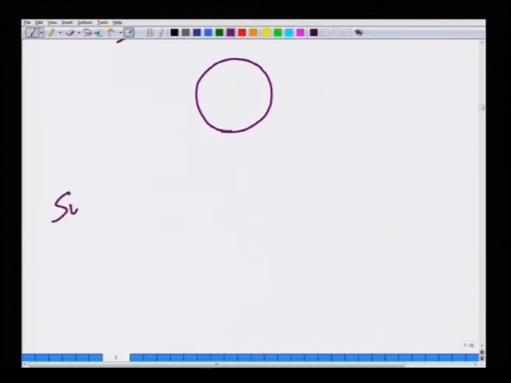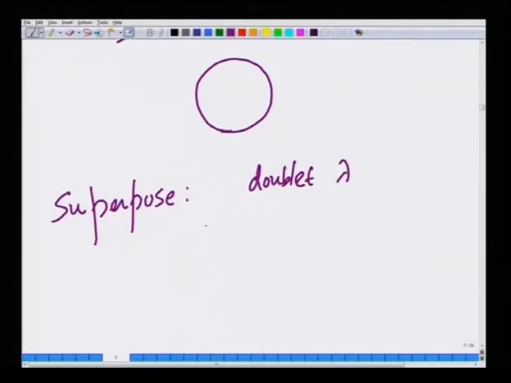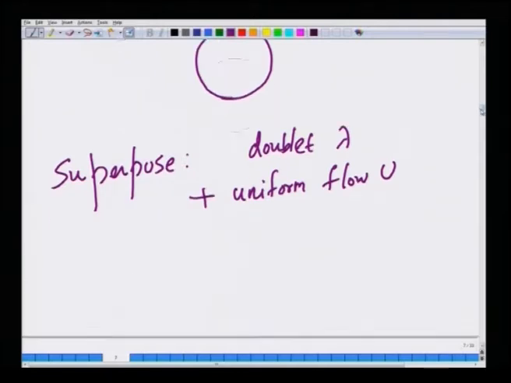Well, you superpose a doublet of strength lambda and a uniform flow with velocity u. Okay. So, essentially you superpose these two.